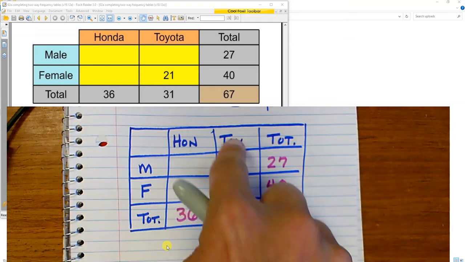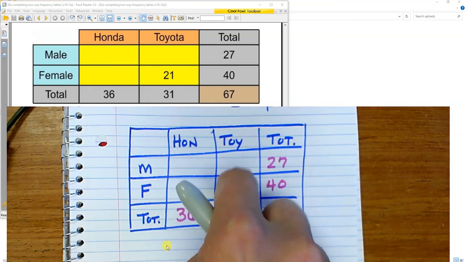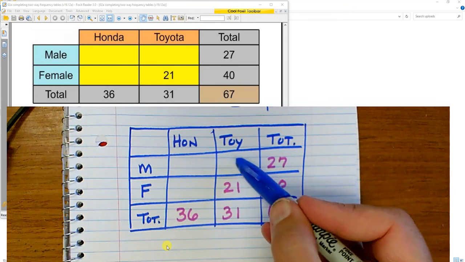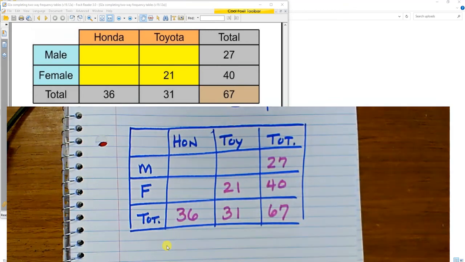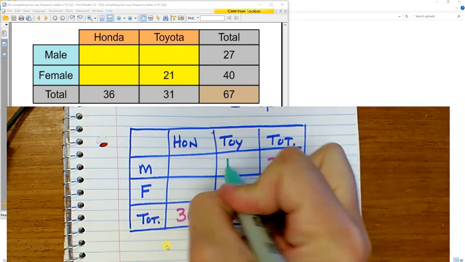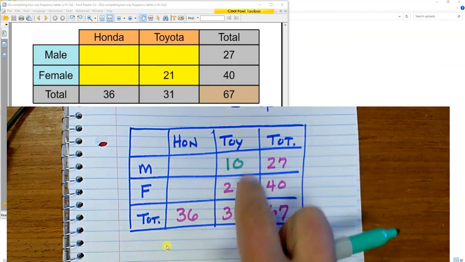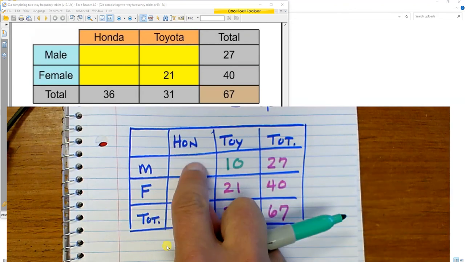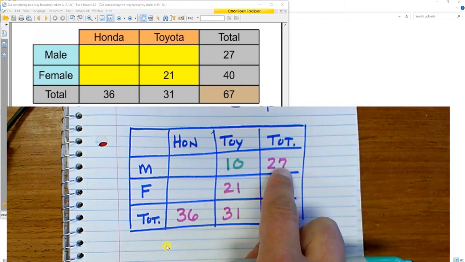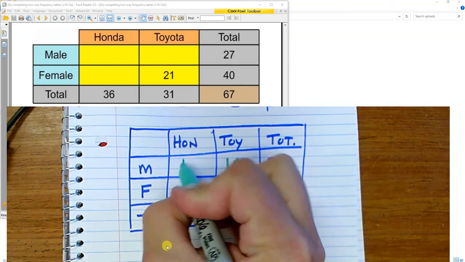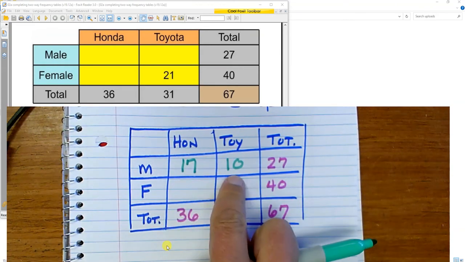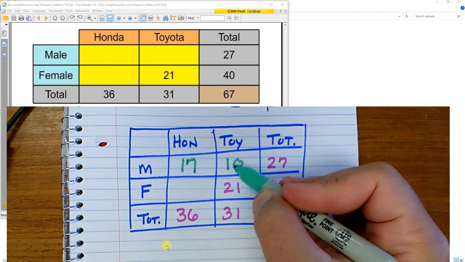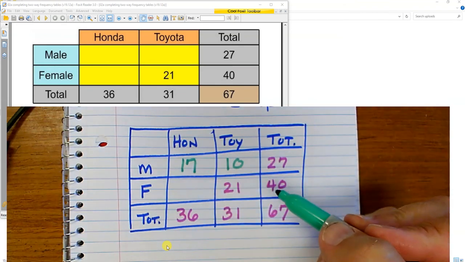So let's start with this right here. Some number plus 21 is 31. What number would I put right here to make it add up to 31? I'd put in a 10. 10 plus 21 is 31. Well, let's work it this way. Some number plus 10 is 27. It's going to be 17. 17 plus 10 is 27. One way to get that would be to go 27 minus 10. 27 minus 10 is 17.